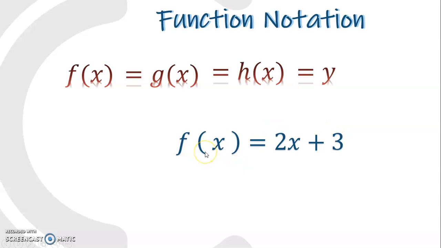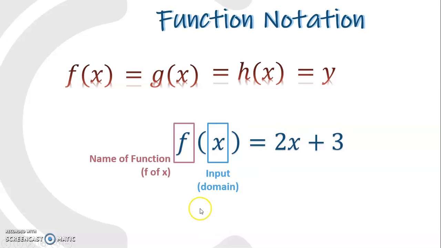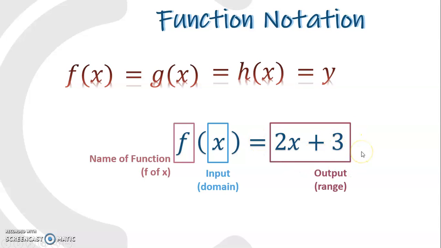So I'm going to tell you the names of each of the parts of a function notation. F is the name of the function. F of x is the way you read it. You don't read it fx, you read it f of x, because it's the function of x. X is the input that is related to the domain. And 2x plus 3 is our output that is related to our range. This range, as you can remember, is always related to the y. So that's why we also call the output a range.